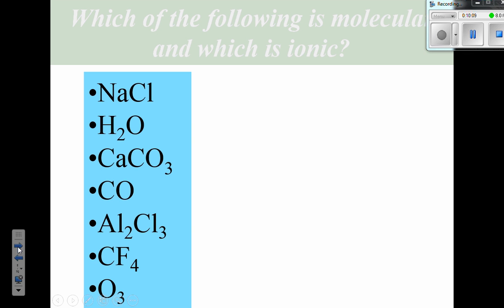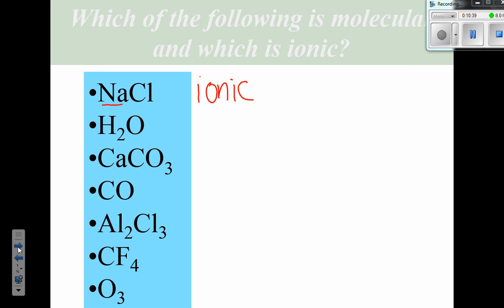What we're doing here is figuring out which of these compounds is molecularly bonded or covalent and which is ionic. Remember, molecular bonds do not have any metals at all. Ionic will have at least one metal. First one's ionic. How do you know that, Bryce? Sodium's a metal. Good job. If there's one metal there, it doesn't matter, it's ionic. It can't be molecular.